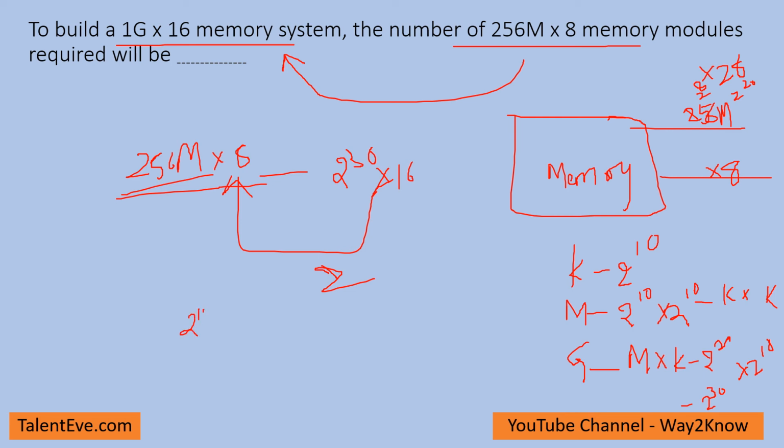2 power 20, sorry, m is 2 power 20, and then this is 2 power 8, whereas this is 2 power 30. So that means you additionally need 2 square, that means 4 additional bits to combine this. So that means if you have 4 into 2, which is nothing but 8, if you have 8 additional modules, you can form a 1G into 16 memory. Thank you.